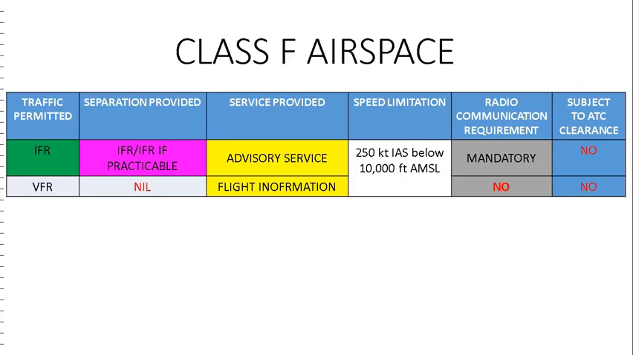Speed limitation of 250 knots indicated airspeed below 10,000 feet above mean sea level for both IFR and VFR is mandatory. Radio communication for IFR is mandatory, and there is no such requirement for VFR. And they are not subject to ATC clearance while operating in Class F because it's uncontrolled airspace.